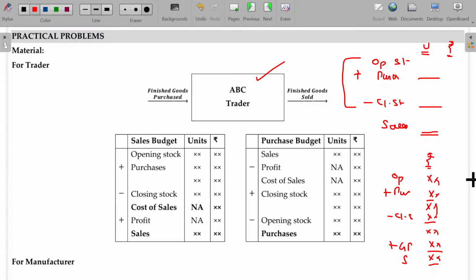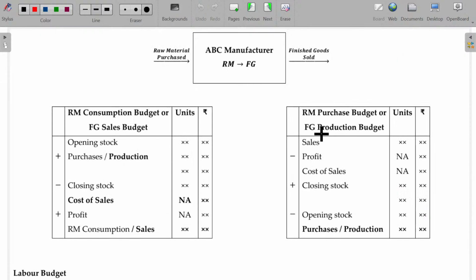What about the manufacturer? He will not purchase and sell directly. He purchases the raw material, converts that raw material to finished goods and sells. We'll see that format later on. For him, we have purchase budget, consumption budget, production budget and sales budget. Four budgets are there. For the trader, purchase budget and sales budget will be there.